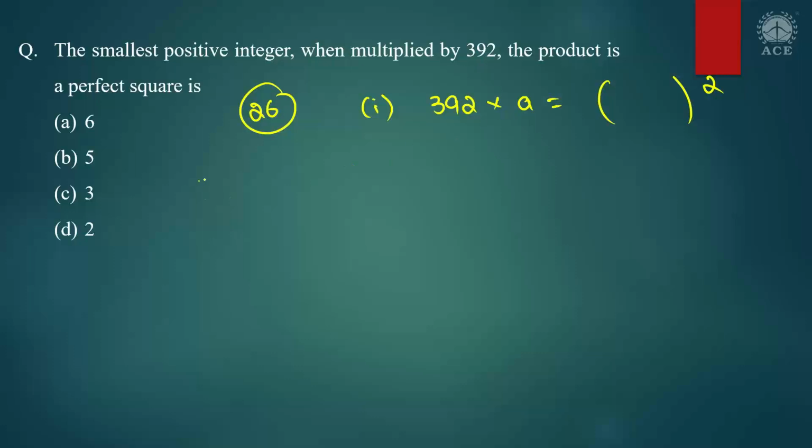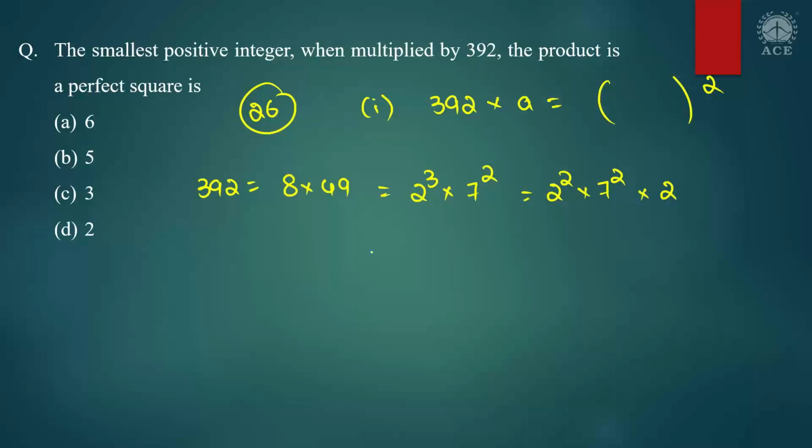Now, first write 392 in terms of prime number powers. Prime number powers, like 2 squared, 3 squared, like that. You should have a habit. First, is it divisible by 2, yes. Divisible by 4, yes. Divisible by 8. I can write this as 8 into 49, means 2 cube into 7 square. So I can write this as 2 square into 7 square into 2.